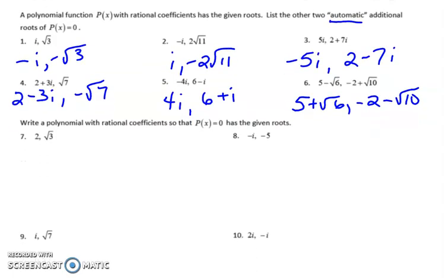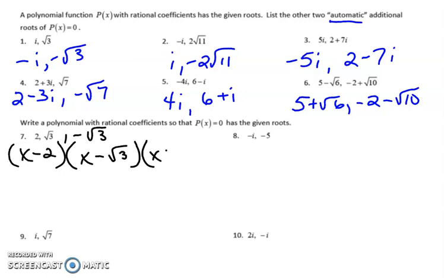So if we take 2 and the square root of 3, just 2 will give me a factor of x minus 2. But because I have the square root of 3, I also know I have negative square root of 3. Okay? So here, I could write x minus the square root of 3 and x plus the square root of 3. So we're going to multiply these two together first to show you something.